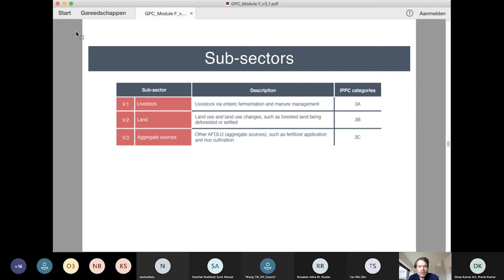So we have them here. Livestock: basically the emissions arise from enteric fermentation, in other words, farting, and manure management, and that's IPCC category 3A. Land is from changing land use, particularly from deforestation, and that's IPCC category 3B. And aggregate sources covers fertilizer application and rice cultivation, and that's IPCC category 3C.